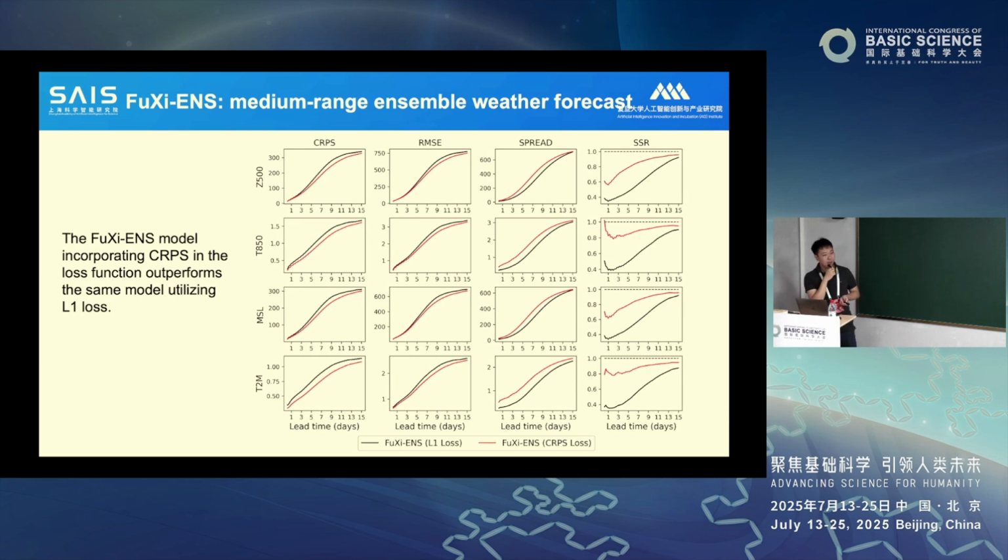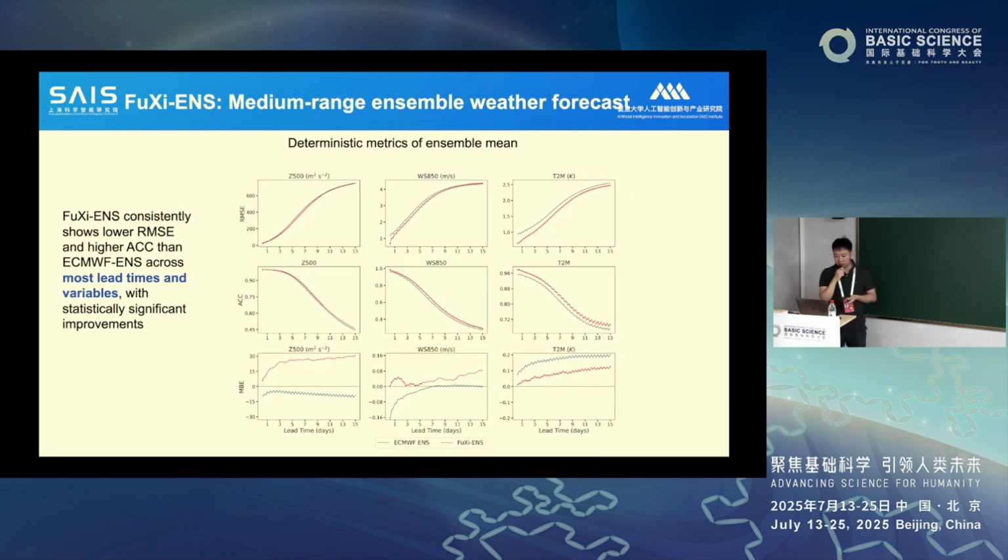So the most recent model developed by the ECMWF, called the AIFS CRPS, also uses a similar trick as we do. They use the CRPS loss in their training. And this is how the model performs compared to the state-of-the-art physical model, the ECMWF ENS.